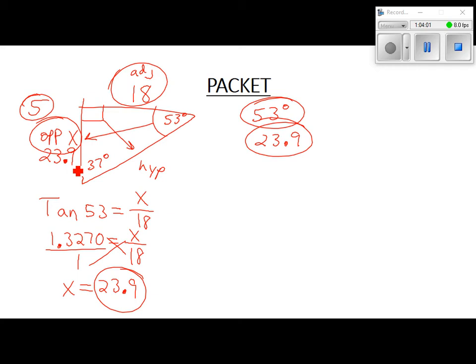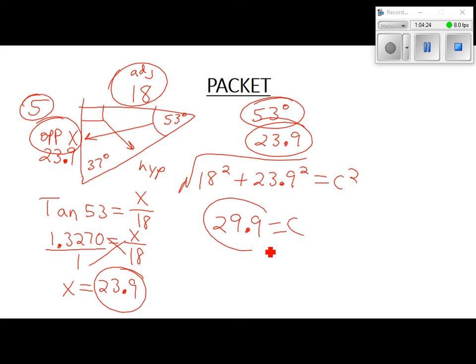How do we find the other side? We could use sine, cosine, tangent. We could use Pythagorean theorem. I'm going to use Pythagorean theorem. 18 squared plus 23.9 squared equals c squared. Somebody do all this and take the square root of all that on their calculator. 29.9. Anybody else get that? I've already done the work for it. So those are our three answers. We solved that whole triangle. We found the three missing parts.